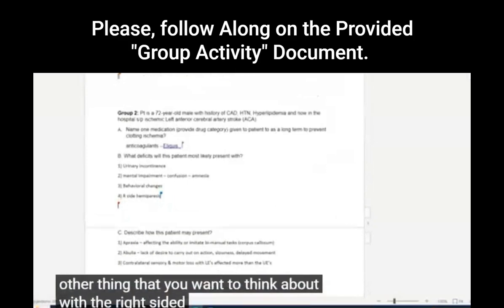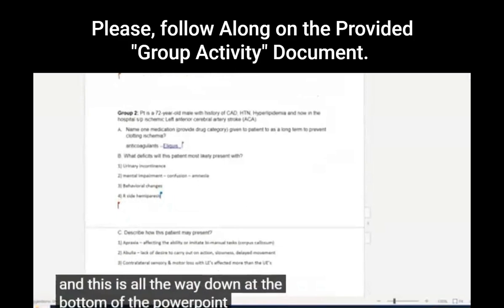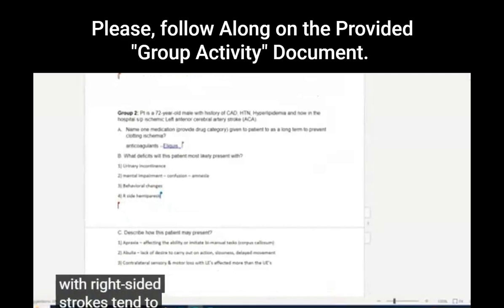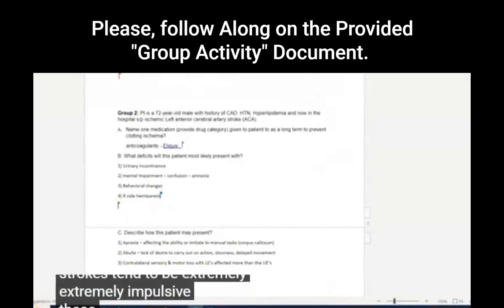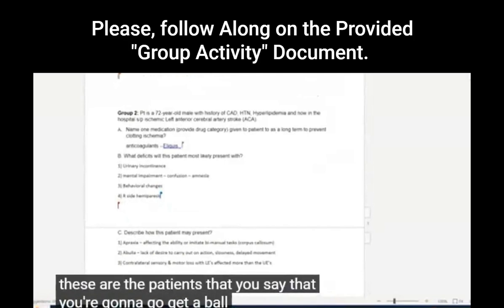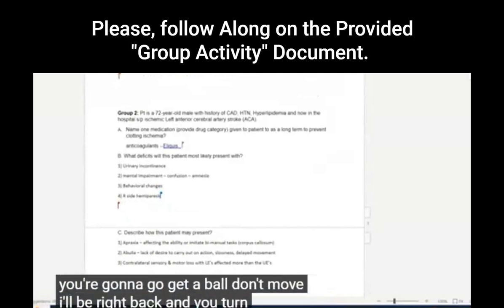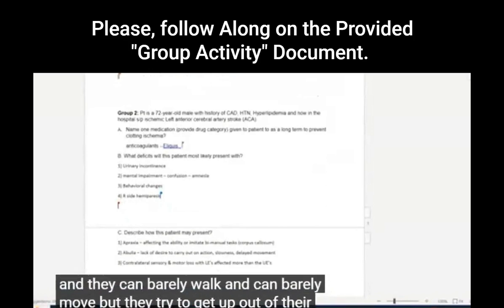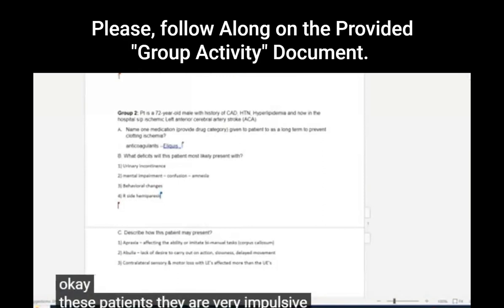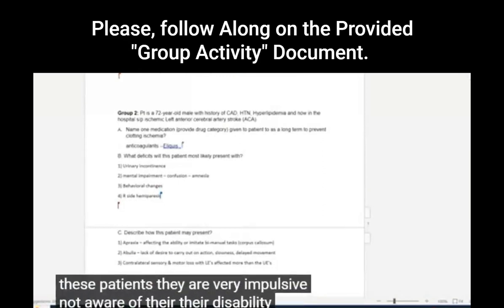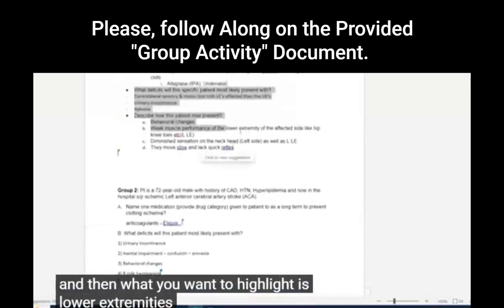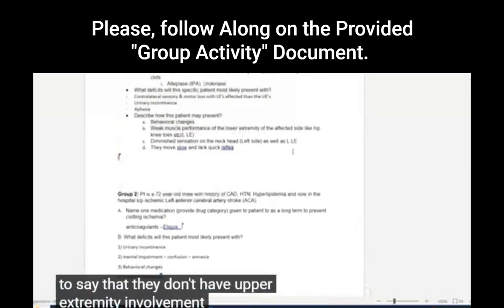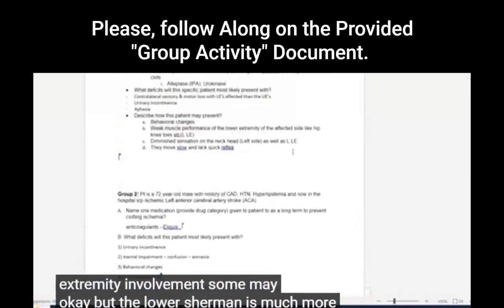The other thing that you want to think about with the right sided, and this is all the way down at the bottom of the PowerPoint, is that patients with right sided strokes tend to be extremely impulsive. These are the patients that you tell you're going to go get a ball, don't move, I'll be right back. And you turn around and they can barely walk and can barely move, but they try to get up out of their chair. They are very impulsive, not aware of their disability. And what you want to highlight is that lower extremity is much more affected than the upper. Not to say that they don't have upper extremity involvement, some may, but the lower extremity is much more involved.